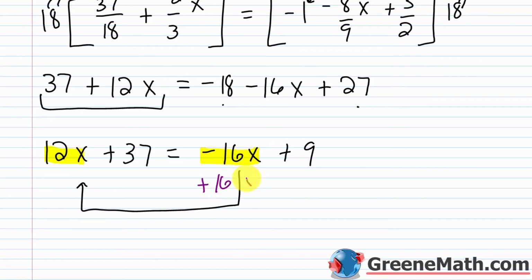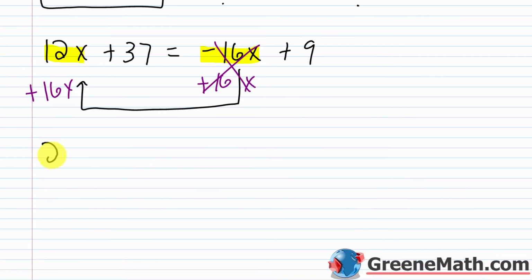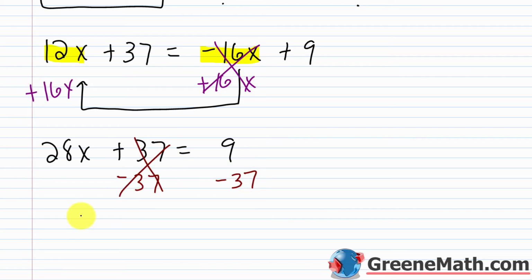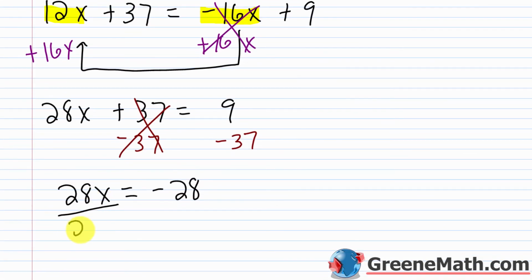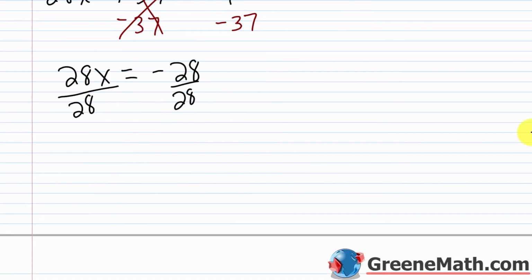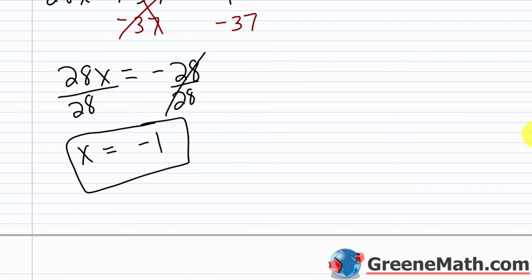So I'm going to add 16x to both sides of the equation. So that's going to go away. 12x plus 16x is 28x. So plus 37 equals 9. I'm going to get my variable term by itself on the left, so I'm going to be subtracting away the 37 from both sides of the equation. So I'll have 28x equals, what is 9 minus 37? That's going to be -28. And we divide both sides of the equation by 28, the coefficient of x, in order to isolate the variable completely. And I'm going to have x is equal to -1. Okay, x is equal to -1.